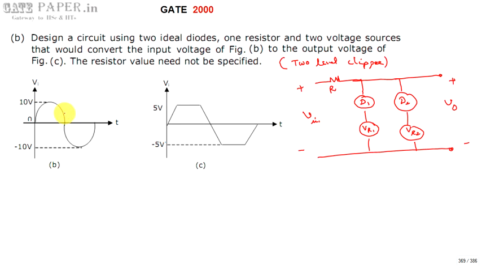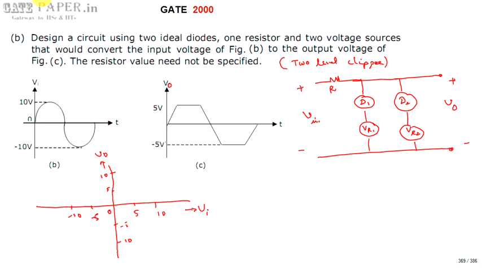By looking at V input and V output, we can draw the transfer characteristics like this. Transfer characteristics is the characteristics between V input and V output. So this is Vi and this is V0. This is 5 volts and 10 volts, and again minus 5 and minus 10.